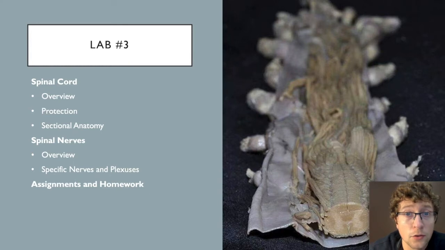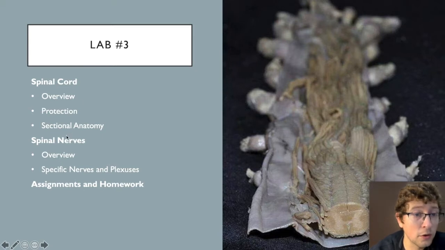Hi, welcome back to Human Anatomy and Physiology. Today we're covering the spinal cord and spinal nerves. So this is our third lab, and this corresponds to exercise 17 and 18 in your lab manual, the Allen and Harper lab manual. So 17 will be spinal cord, and then 18 will be spinal nerves.